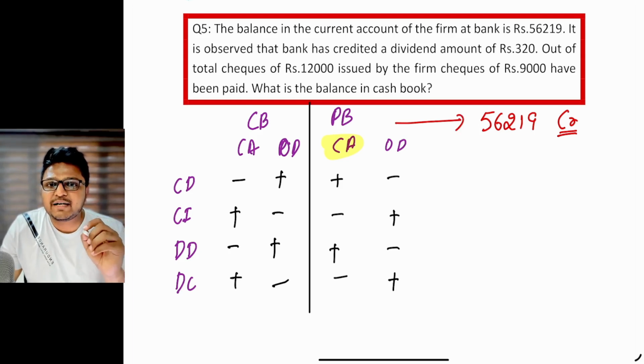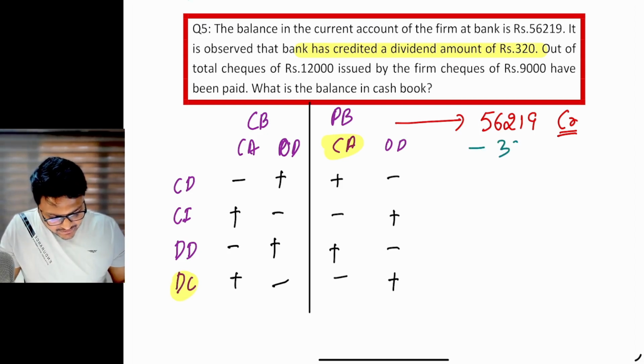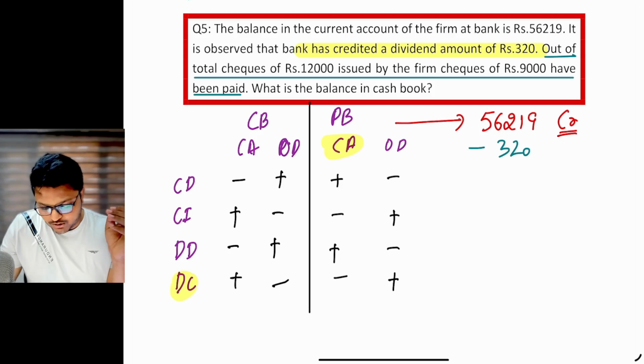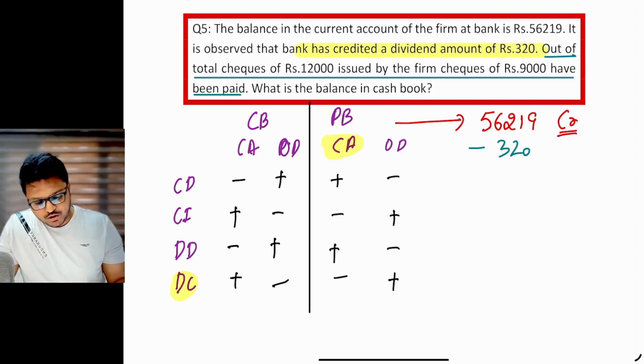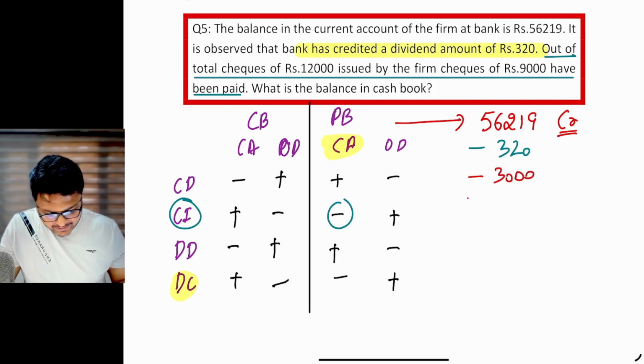Now it is observed that the bank has credited a dividend. Now it amounts to direct credit. So the direct credit is basically here. It will be a negative for it, so it will be minus 320, right? And otherwise it says, out of total checks of rupees 12,000 issued by the firm, checks of 9,000 have been paid, right? It means checks amounting to rupees 12,000 were issued, but 9,000 were paid, meaning checks amounting to rupees 3,000 were not paid. So checks issued but not presented, right? So it is a case of this particular second row over here, and it will be a minus sign again. So it will be minus 3,000, and that would be it, right?